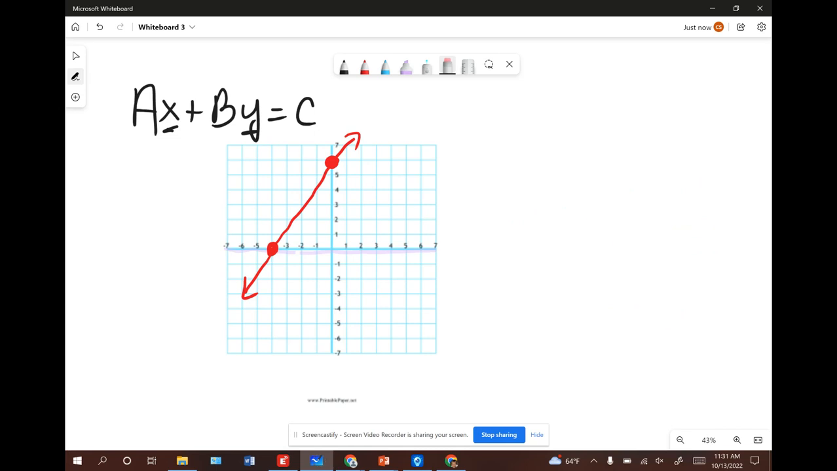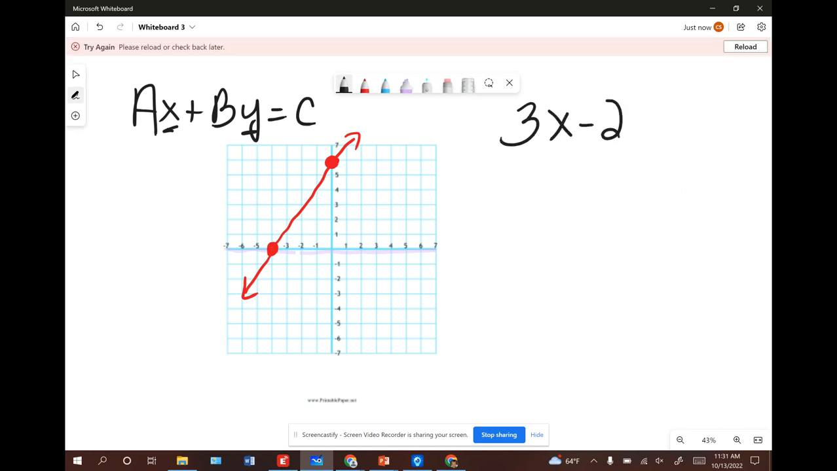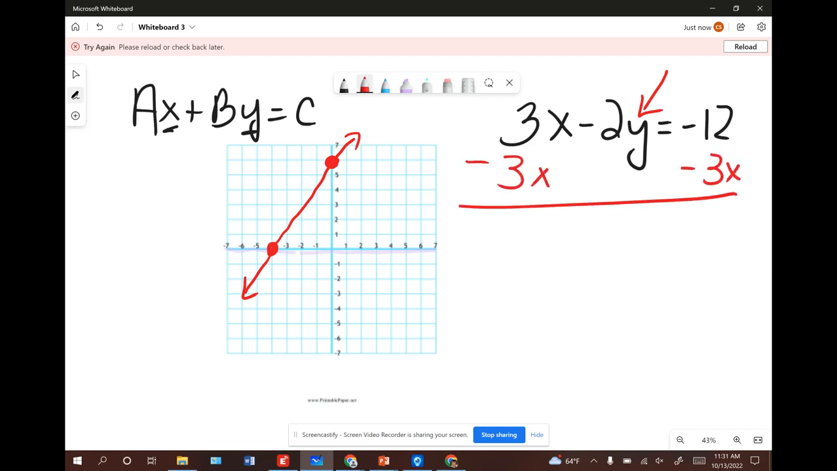Voila, I've done it. So that's how I would graph in standard form. The alternative, using the same equation 3x - 2y = -12, is to put it in slope-intercept form and graph that way. So I could solve for y, and I would have to get rid of my lonely guy first, the one that's not attached to the y. And so I have this, and then I have -12 - 3x.